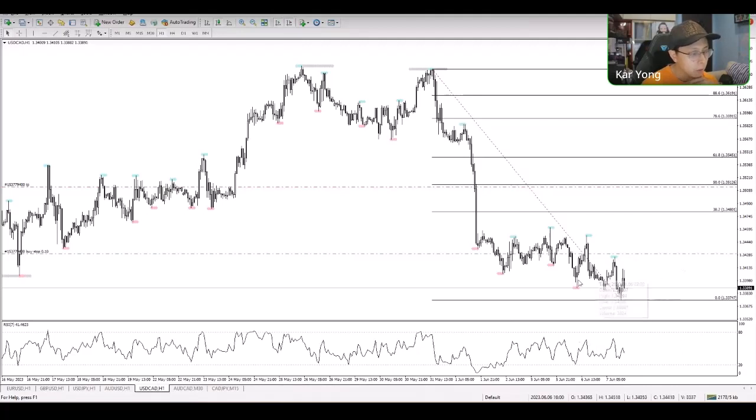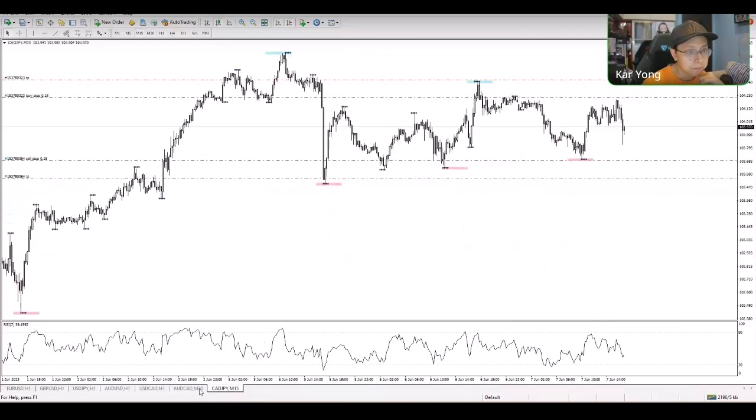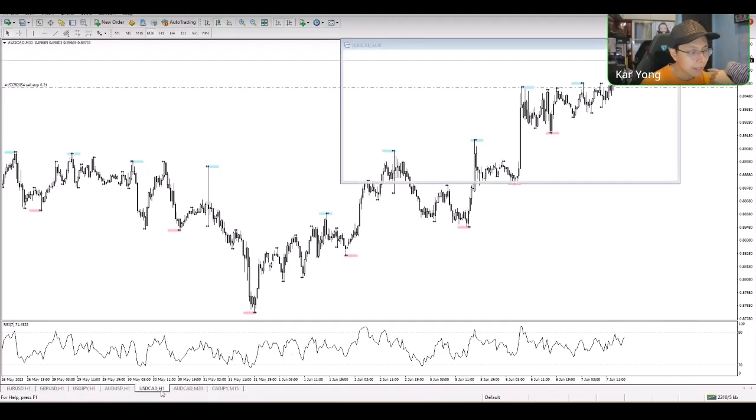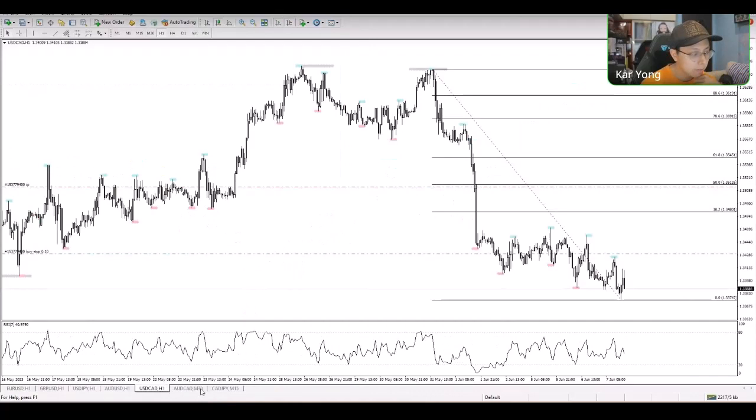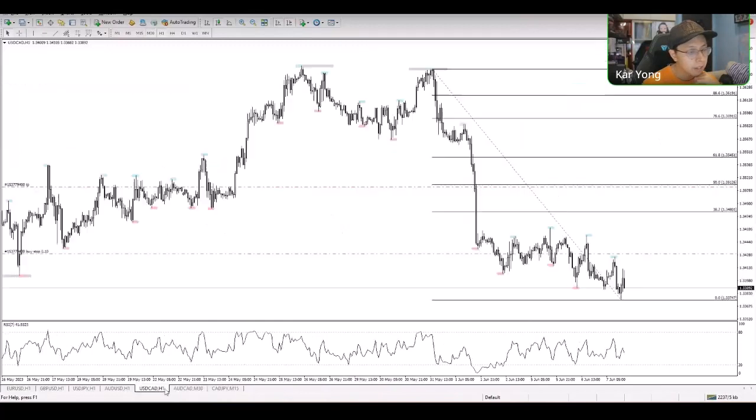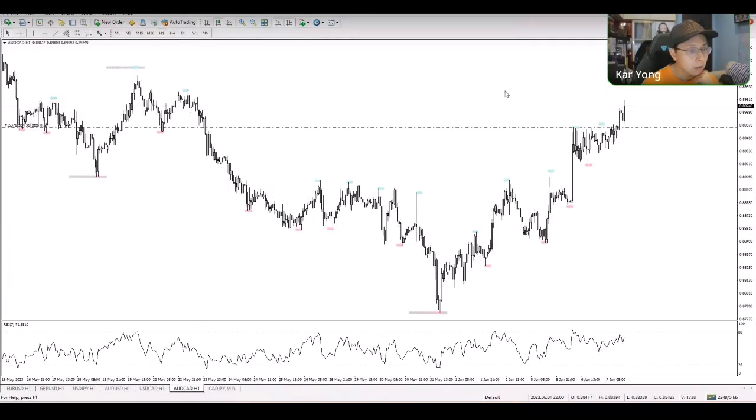Okay, and one of this here, I'm actually looking to sell the CAD, right? So dollar CAD buy means we're selling the CAD. Aussie CAD sell means we're buying the CAD, right? So ideally, one of this should trigger and the other wouldn't. Because if CAD strengthens, then we'll be involved in the Aussie CAD sell. If CAD weakens, then we're involved in the dollar CAD buy. Okay, these two here, I'm looking at a swing style of it.